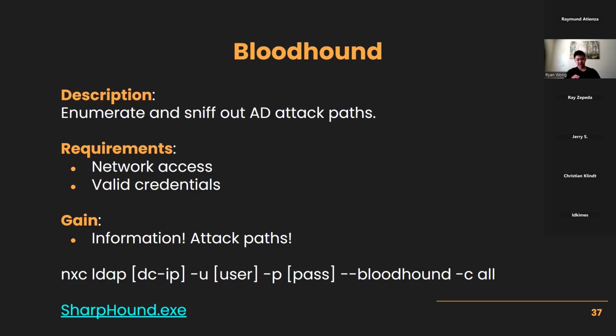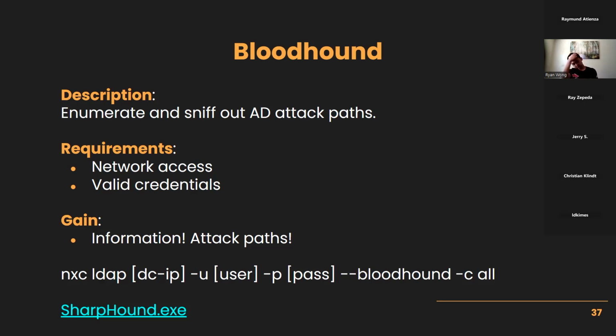Some requirements for this are network access and valid credentials. You're going to require some kind of valid credential whenever you're using Bloodhound, just because you need to somehow query LDAP in order to get information. And that is ultimately what Bloodhound runs on. It uses LDAP searches to get all the necessary information and graph it all together.